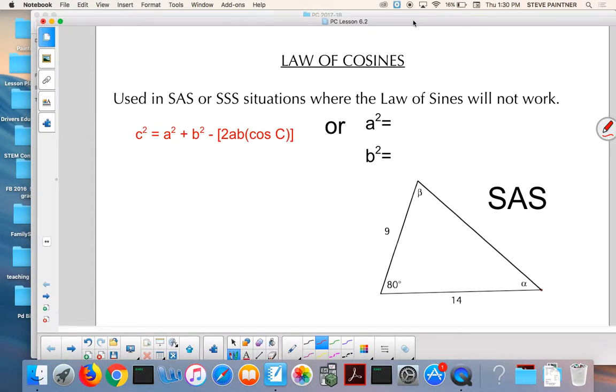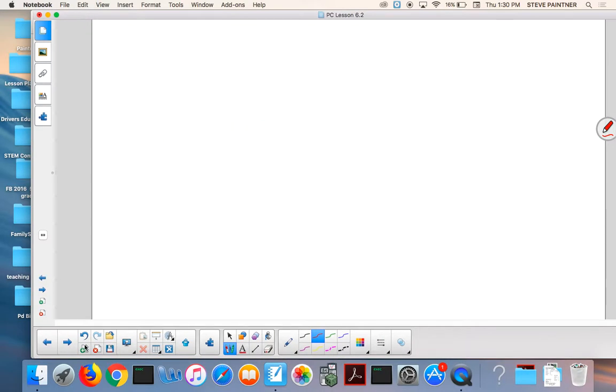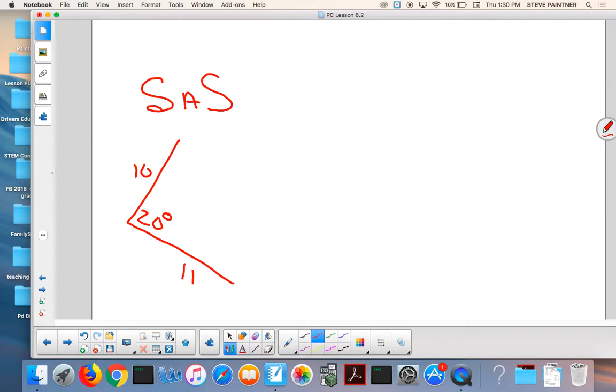Okay. So you got law of sine yesterday, law of cosine today. When it comes to law of sine, when do you use it? You're giving me all this side, angle, side stuff? Watch this. If I give you side 10, angle 20 degrees, and side 11, you're telling me use law of sine? No. Because it has to have an opposite.